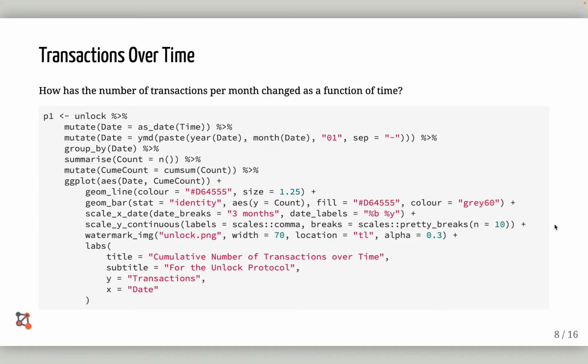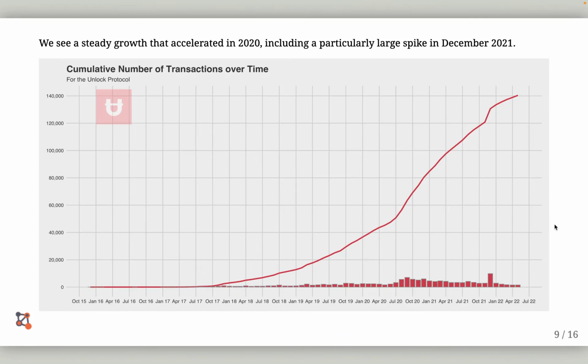So we're aggregating by month, counting up how many transactions we have, and then also computing a cumulative count. Doing so allows us to visualize both the daily counts of transactions as well as the cumulative amount on the same chart. So let's take a look at how that appears. You can see something pretty interesting.